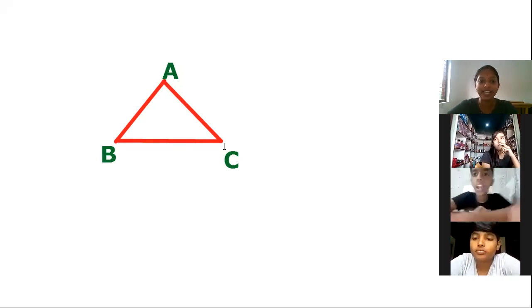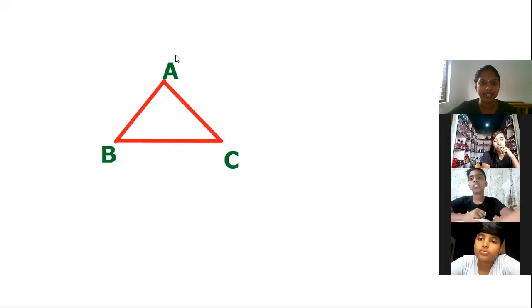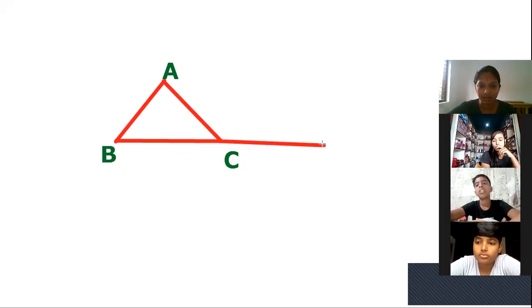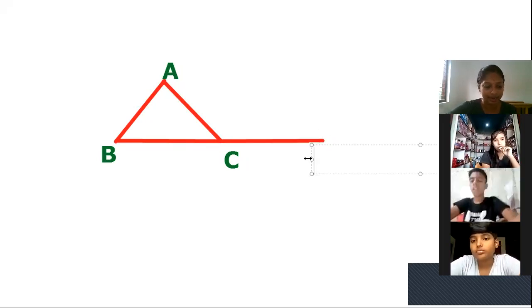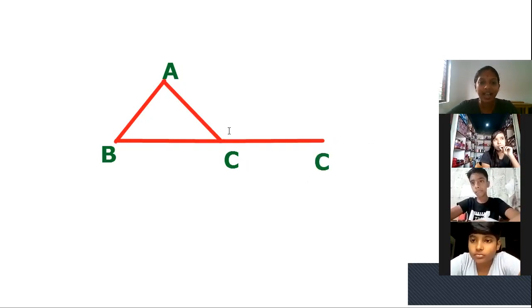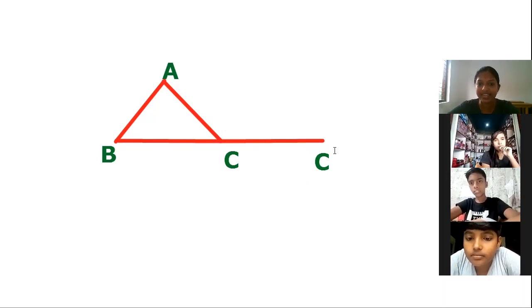And for finding the exterior angle, I am going to extend the side BC. I am just extending the side BC here. I have just extended the side BC and naming this as D. Then can you see an angle here which is outside our triangle? That is the angle ACD.